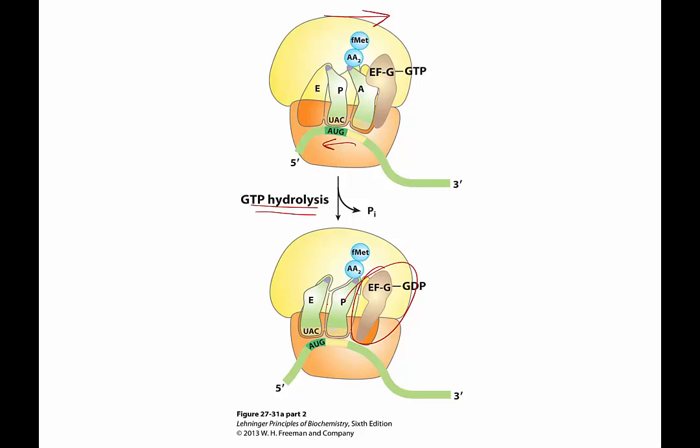And corresponding to that is a conformational change of this transfer RNA as well. But basically now the entire ribosome has moved over by three bases, one codon. So right now the second codon has moved over to the P site.